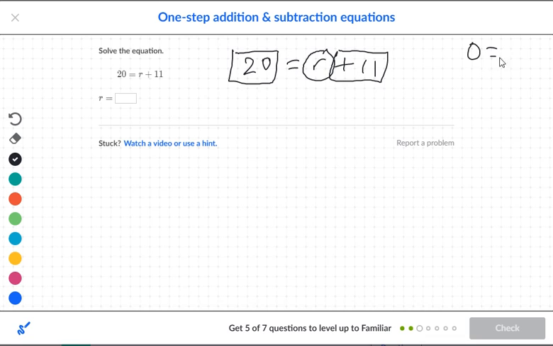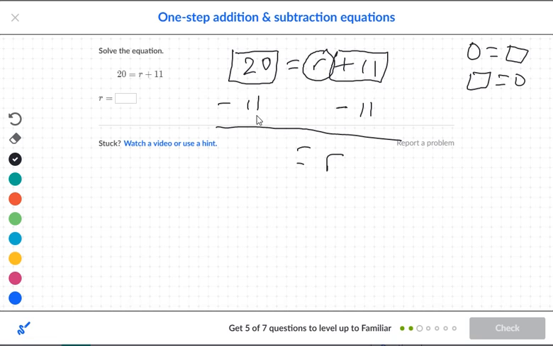Remember, we're looking for a circle equal to a box, or you can get a box equal to a circle. Notice that this box has to be moved to the other side. When you move it, you write down the opposite sign. Well, this becomes a negative 11. This is a negative 11. So over here, you just now have R, and here this becomes 9.